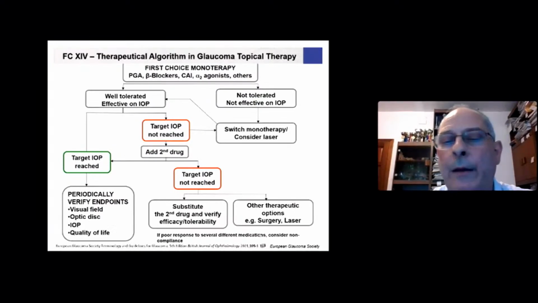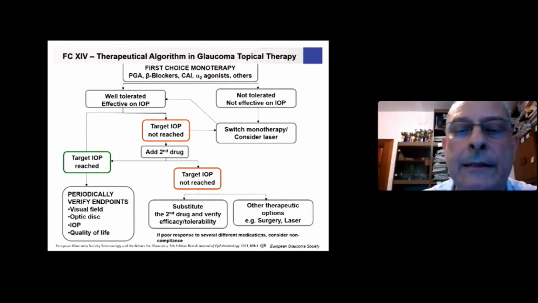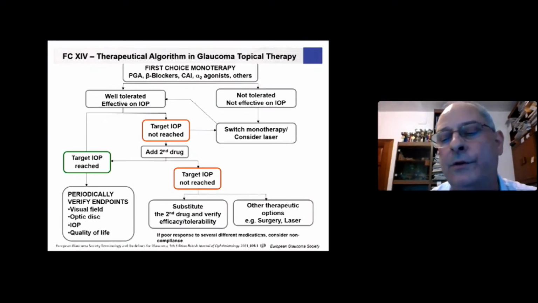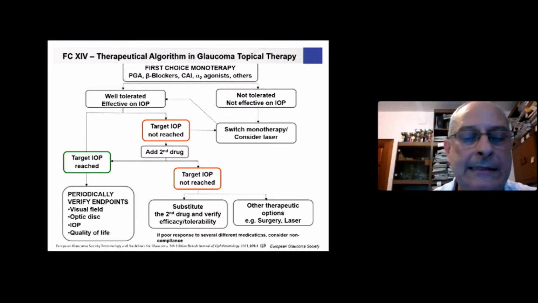If the first monotherapy performs as expected, but the targeted IOP range is still not yet reached, but it is a well-tolerated medication, we add a second drug, this is in the middle, and then we reevaluate whether this combined medication achieved the targeted IOP range. If yes, and this medication is available in a fixed dose combination, we switch to the fixed dose combination because of its several advantages I'm going to show you.